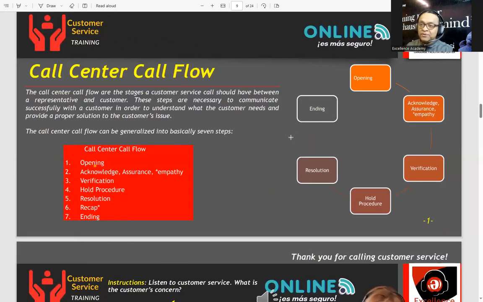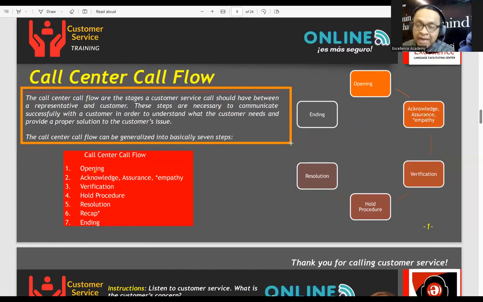Okay, so just a little take on the call flow. If you don't know what the call flow is, well, basically it's the stages or the steps that we follow in a customer service interaction, usually performed between the representative and the customer. These stages are necessary for us to maintain the flow of the call going and to provide excellent customer service.